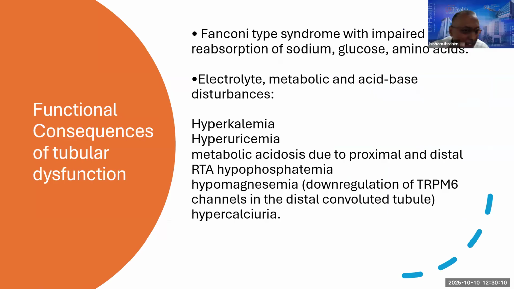Okay, so functional consequences. Like I said, the proximal tubules are injured, so you can get almost a Fanconi type syndrome with sodium loss, and glucose and amino acids leaking into the urine. Electrolyte and metabolic acid-base disturbances include hyperkalemia, hyperuricemia, proximal and distal RTAs, and hypophosphatemia. Hypomagnesemia is due to the downregulation of TRPM6 channels in the distal convoluted tubule. And you can also get hypercalciuria with hypomagnesemia as well.